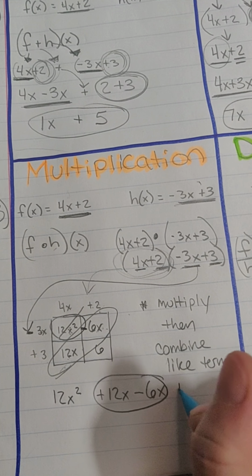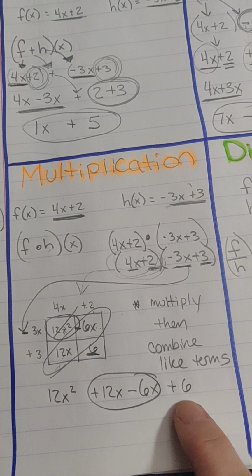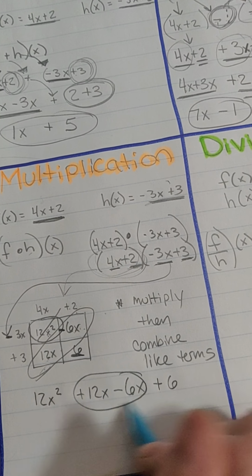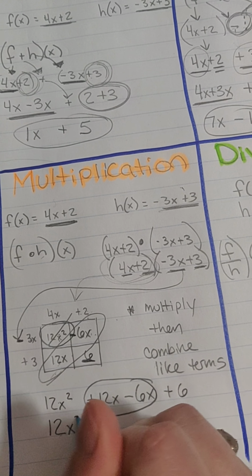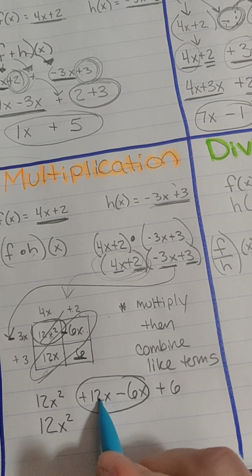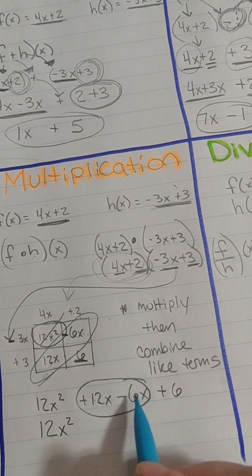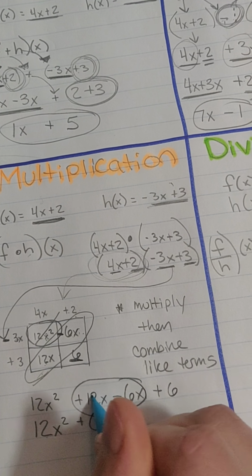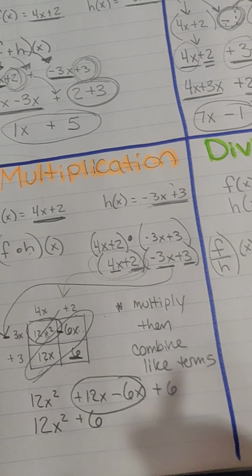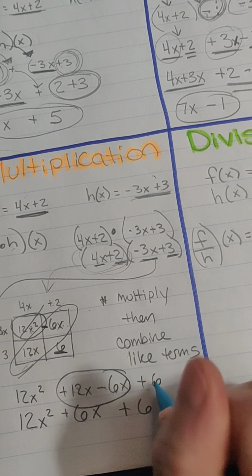And then I have a positive 6, which is this guy right here. So I just rewrote that over here. So I'm going to combine these two. This one's already done, so it's going to stay the same, 12x to the second. And here I have 12x minus 6x. 12 minus 6 is 6, and that's a positive 6 because I have more positive numbers than I have negative. So I have a positive 6x plus 6. That stays the same.